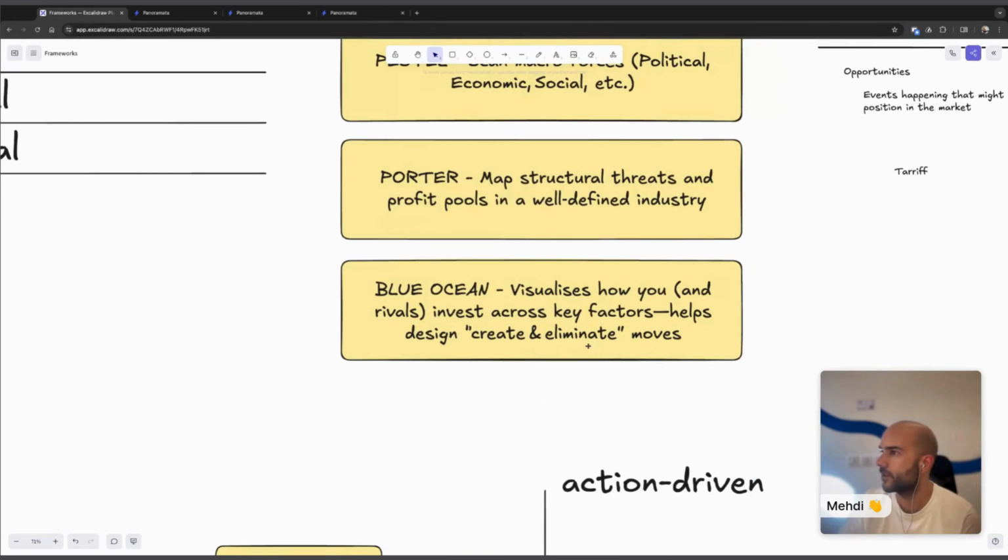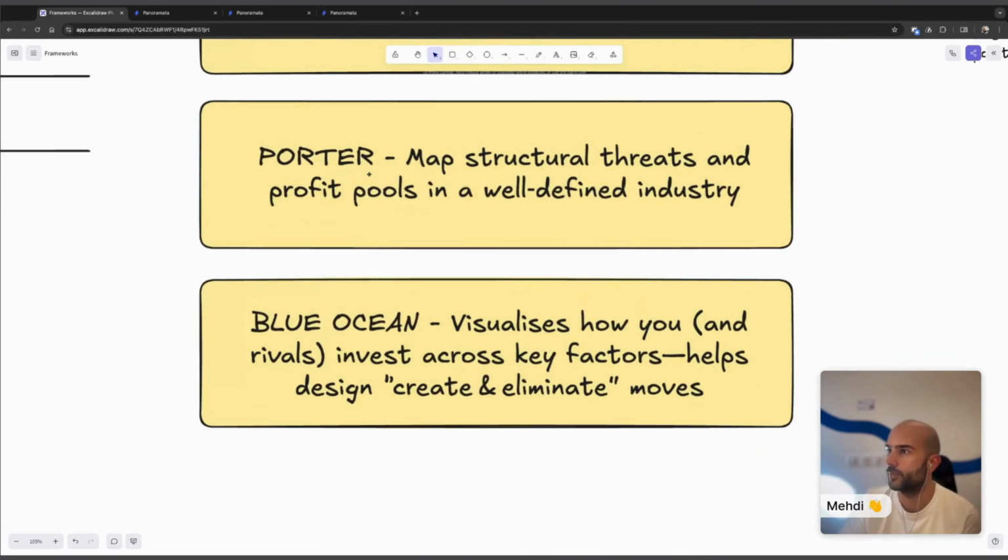All right, 5:15. So it's going to be the same thing with these two. The Porter 5 forces is again about external factors. This is the goal of the Porter analysis, to map structural threats and profit pools in a well-defined industry. Once you do have your industry, you want to have a look not at one specific competitor, and that's the cool thing about the Porter forces, is that it helps you think about the market in general, where the market's going and where are the real threats and real forces that you should take into consideration when you are planning future product launches or future big marketing campaigns.